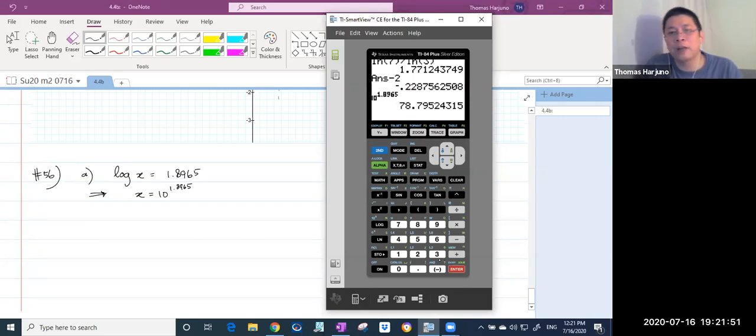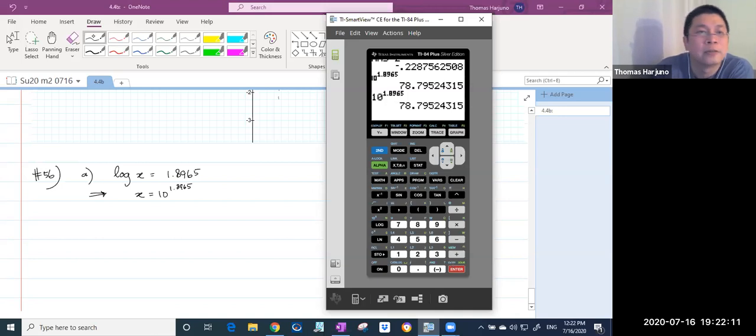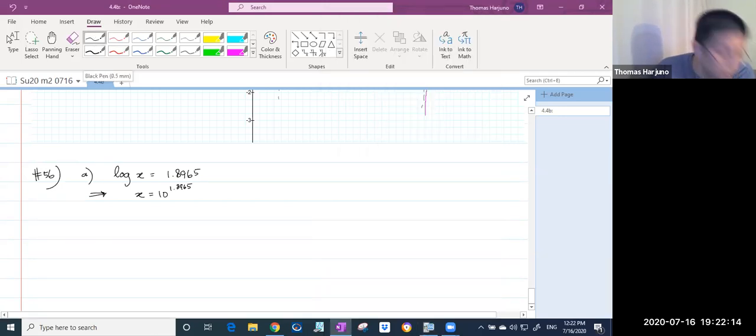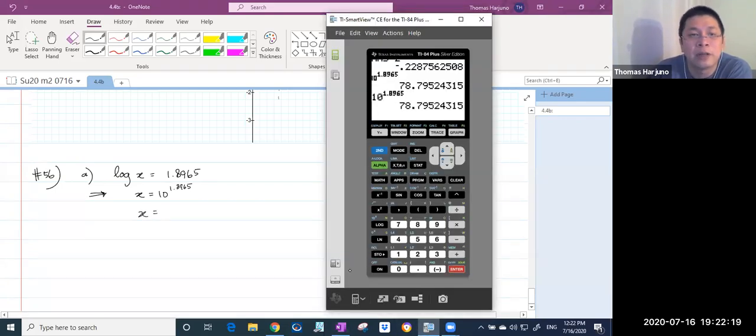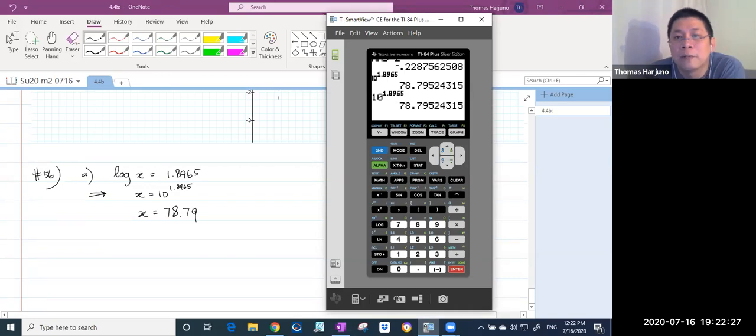Now, if you don't have that base 10 on your calculator, you can use this wedge here, that's the exponent. So you type the base first, 10 to the 1.8965. That should give you the same answer. And that will be x equals 78.79524, to 5 decimal places. I want 5 decimal places.